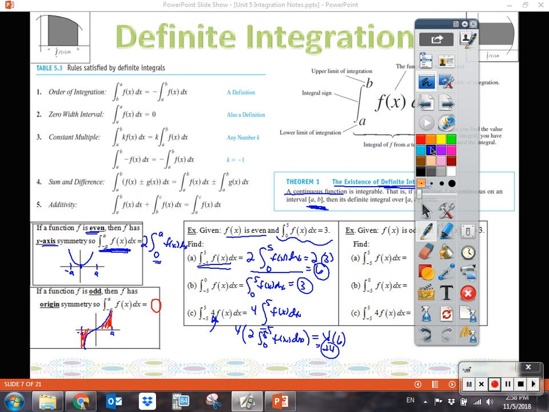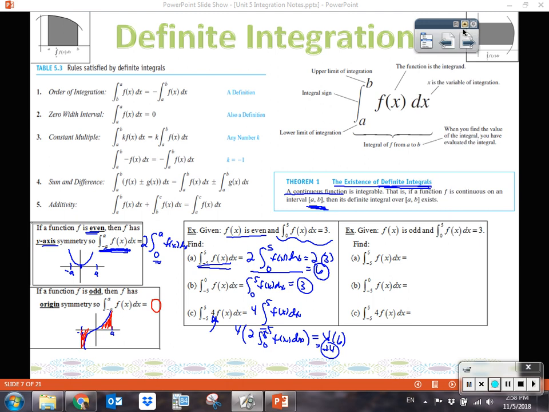All right. So we're given f of x is odd, and we're told this little piece of information that the integral from 0 to 5 of f of x is 3. So let's interpret that. If I go from negative 5 to 5, well, that's the rule. That's 0. There's really nothing to write. That's just this rule right here. It's 0.